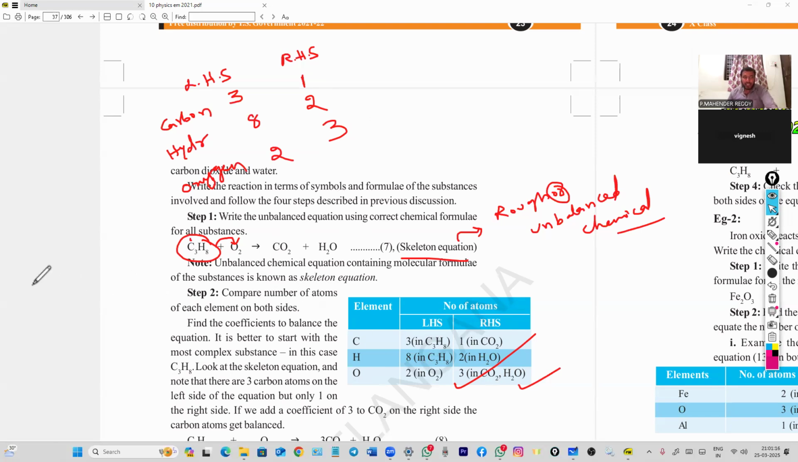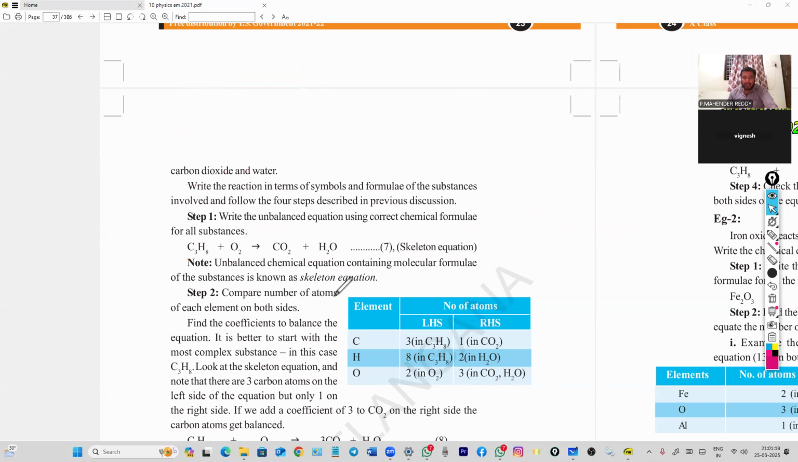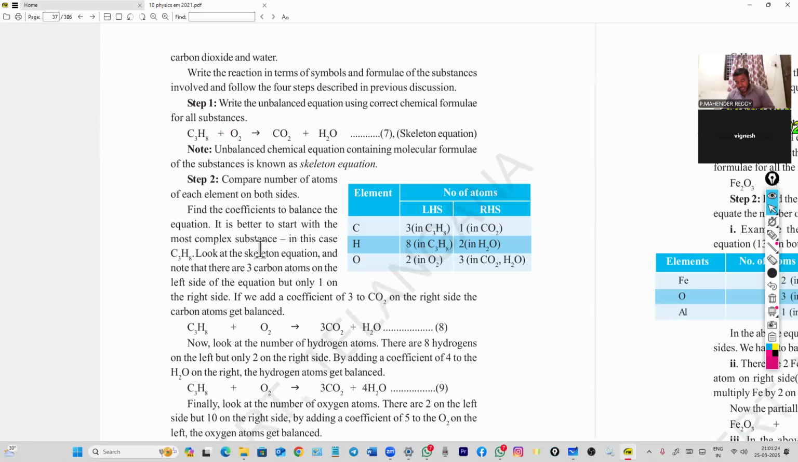Now, second step. What is the second step we have to do? Compare the number of atoms of each element on both sides. Each element we compare here, on both sides. Now C3H8 plus O2 gives CO2 plus H2O.